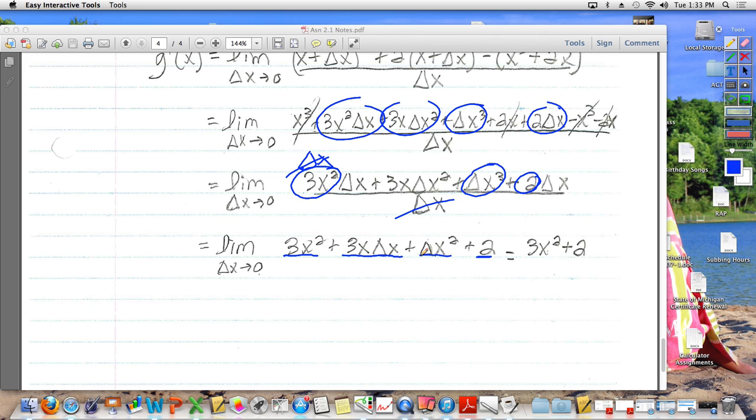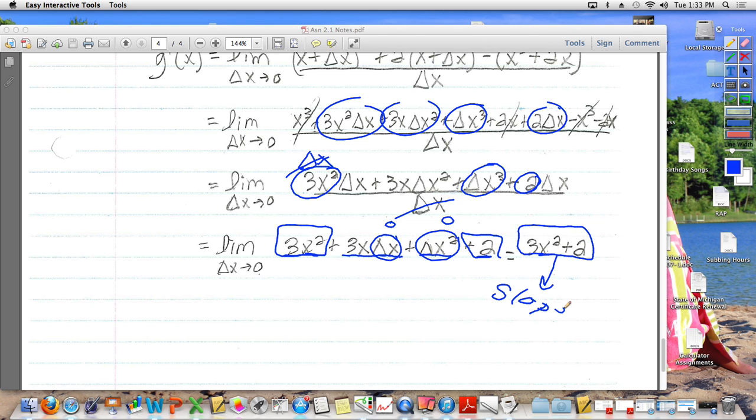And now remember, anywhere that you still have a change in x left, you go in and plug in a 0. So you put a 0 in here, you put a 0 in here, it leaves you with 3x squared plus 2. This is the slope of the tangent line, which we now call the what? Derivative. The derivative. Yep. Nothing's new, just a new word. Okay?